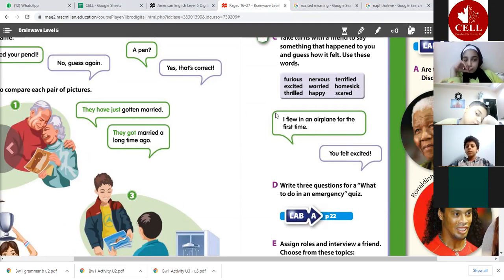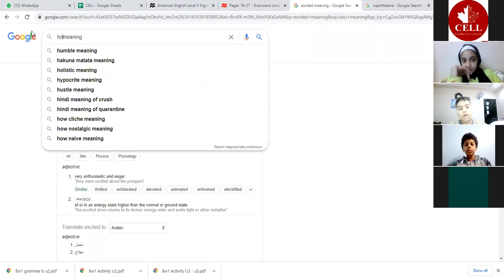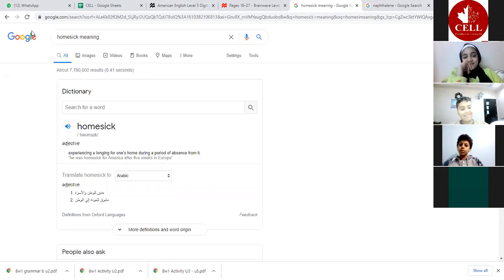Worried. Homesick. Does everyone know the meaning of homesick? He got sick and he sat in the home. No, you are very wrong. Homesick: experiencing a longing for one's home during a period of absence from it. To go to his country for a long time, feeling longing for the home, to go back to home.